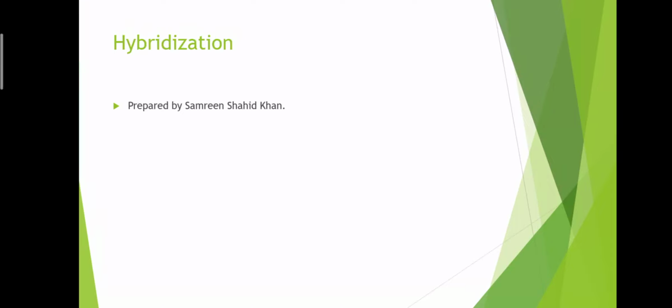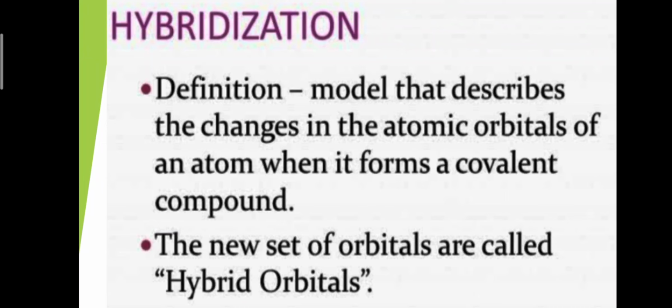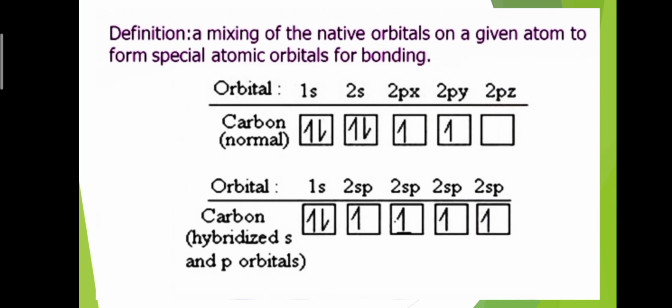Now let's dive into the topic: hybridization. Definition: a model that describes the changes in the atomic orbitals of an atom when it forms a covalent compound. The new set of orbitals are called hybrid orbitals. Definition: a mixing of the native orbitals on a given atom to form special atomic orbitals for bonding.